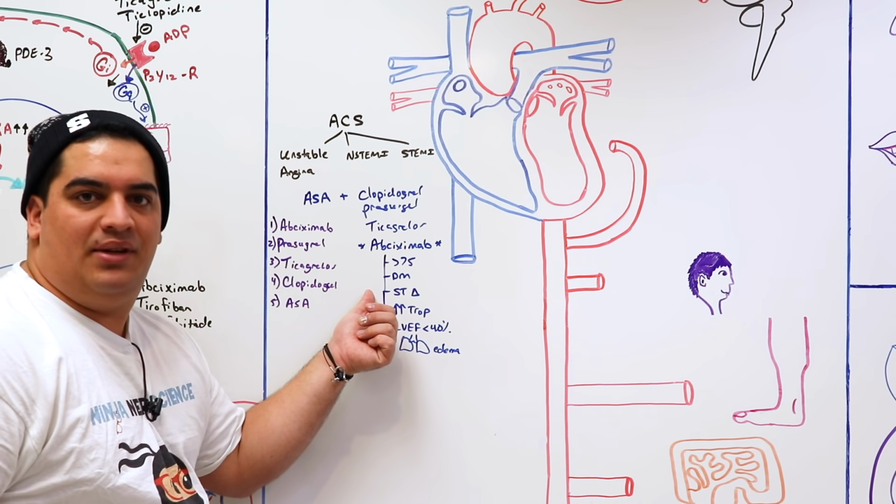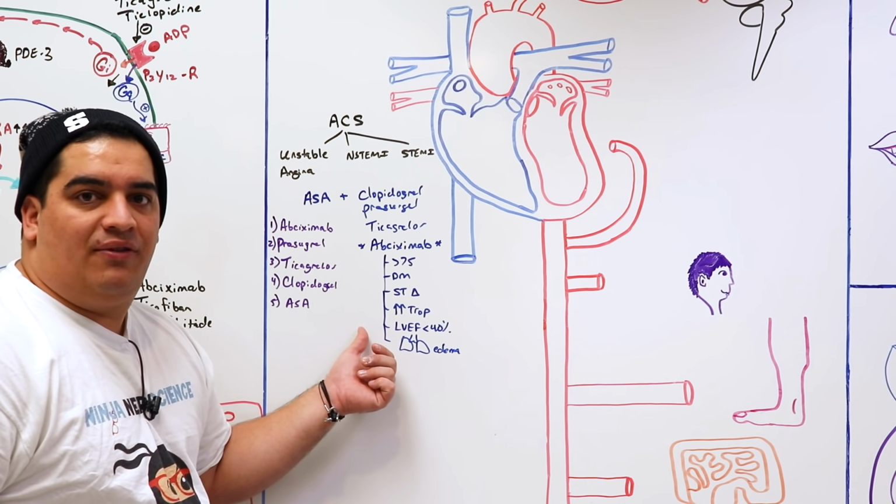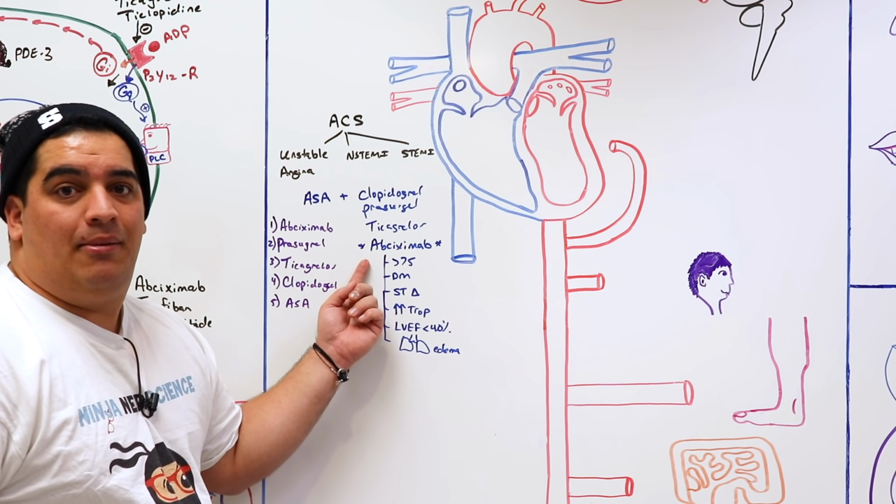They don't have any ST segment deviations. Their troponins aren't super elevated. Their left ventricular ejection fraction isn't super low. They don't have any pulmonary edema. You don't really need to give Abciximab, okay?